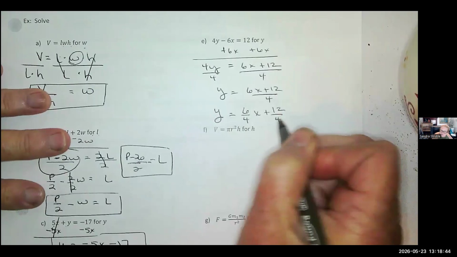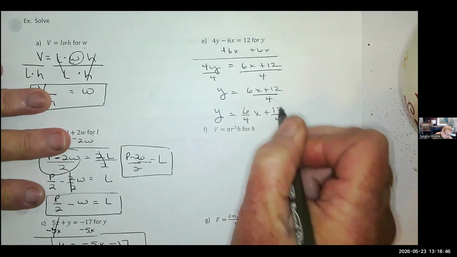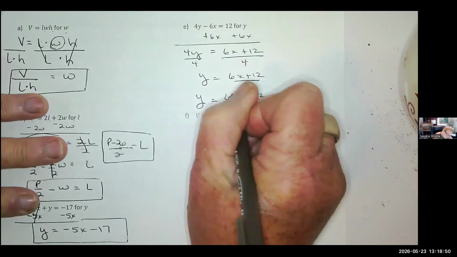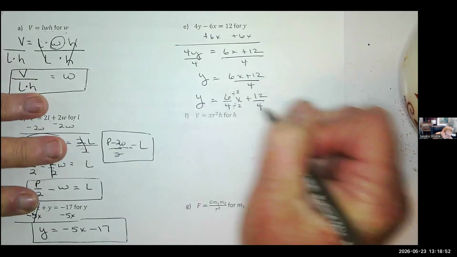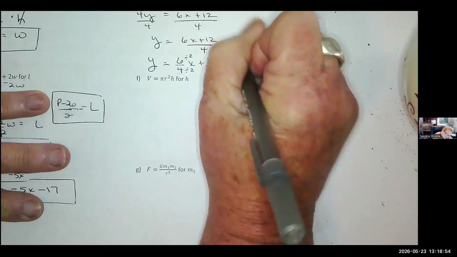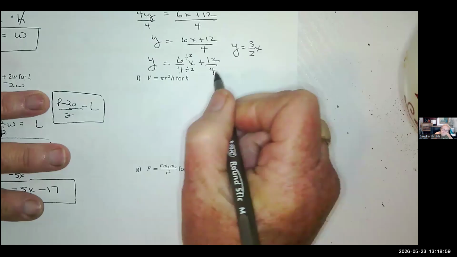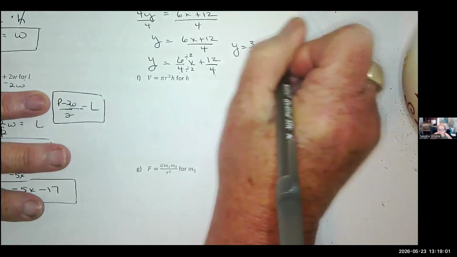denominator. All right. And when you do that, 6 over 4, these can both be reduced by 2. So y is equal to 3/2 x. And then 12 divided by 4 is 3. They're both divisible by 4.